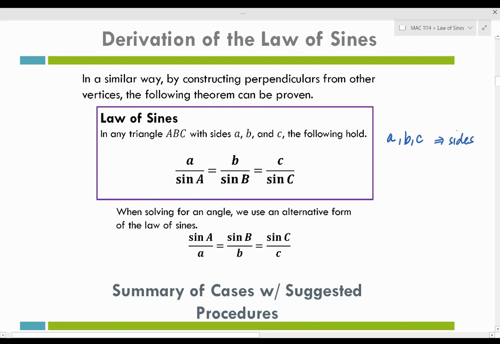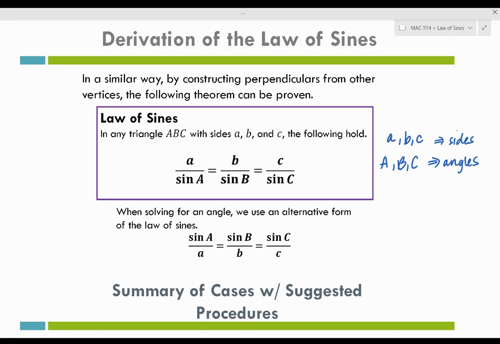Okay, so anytime you see lowercase letters, they represent sides. Anytime you see uppercase letters like A, B, and C, those stand for angles. So don't forget, lowercase letters are sides, uppercase letters are angles. So what this is telling us is that the proportion between the sides and the sine of its corresponding angle are equivalent all the way across.